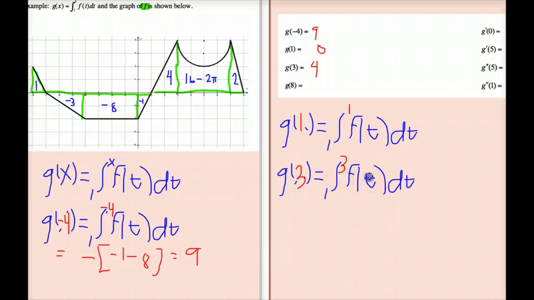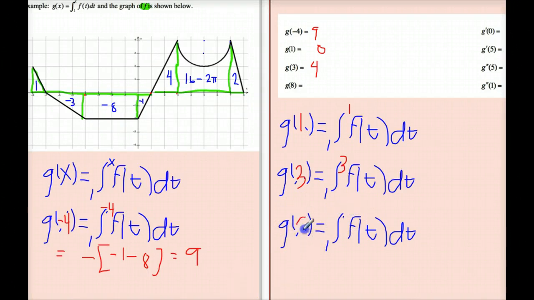Finally, I do the same thing, but I need to plug in 8. So once again, I erase my x's right here.